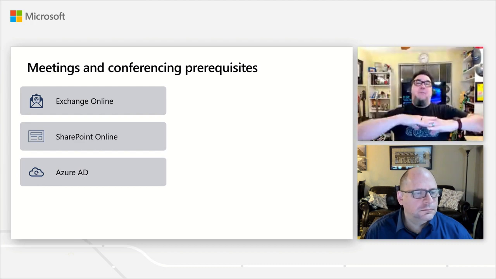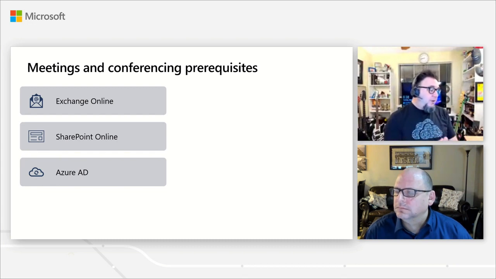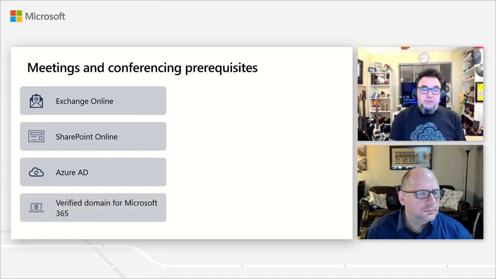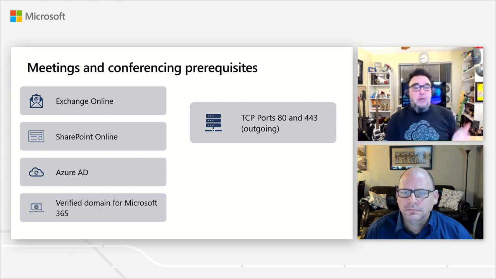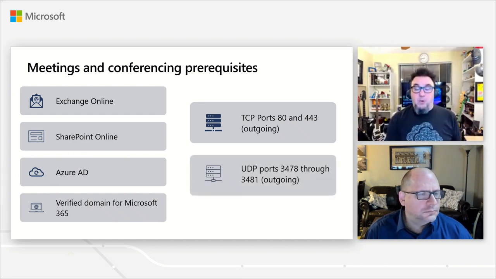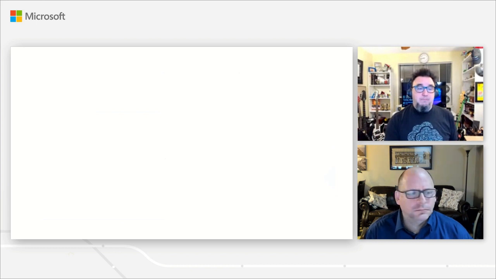If you are on-prem or hybrid, you're going to find that you're going to be doing a lot of extra work individually adding guests and bringing them in. So the Azure AD portion is incredibly important, because that's going to be adding a lot of those verification tools that you're going to need. And we'll talk about that a little bit later. A verified domain for Microsoft 365. And TCP ports, pretty standard, 80 and 443. Those are your normal web ports outgoing. And for UDP, 3478 and 3481 for outgoing. It's important that those are not blocked. If you have those blocked for some reason, or you're doing a proxy, you're going to want to take that into account before you go ahead and start to deploy Teams.